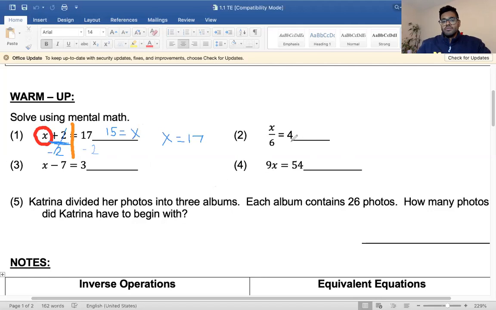So number 2. Same type of problem, but instead of a minus sign, we have this line here. And again, thinking back, what does a fraction bar mean? This just means divide. So I have x divided by 6 equals 4. Well, what's the opposite of division? It's just going to be multiplication. So here, if I want to get rid of this x divided by 6, what I'm going to do is multiply by 6.